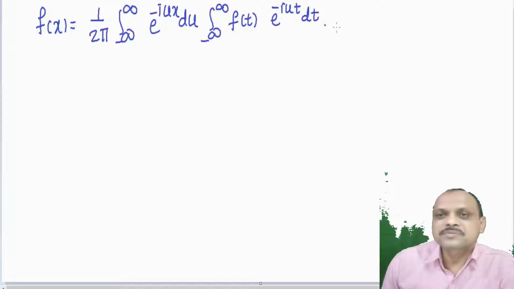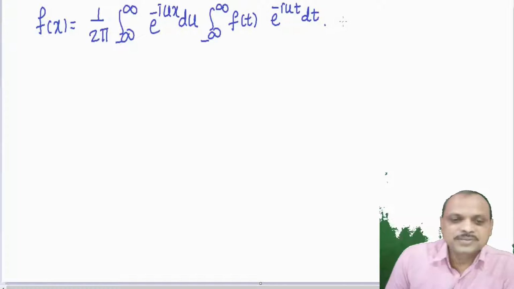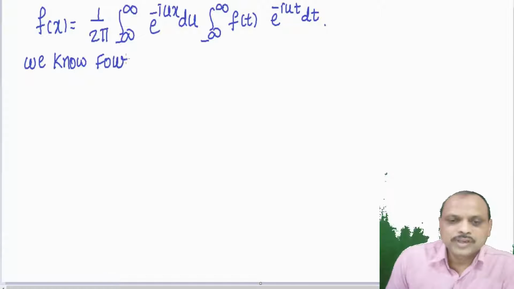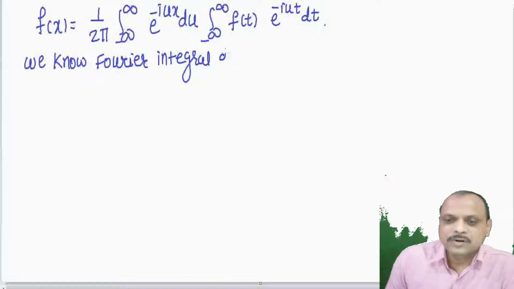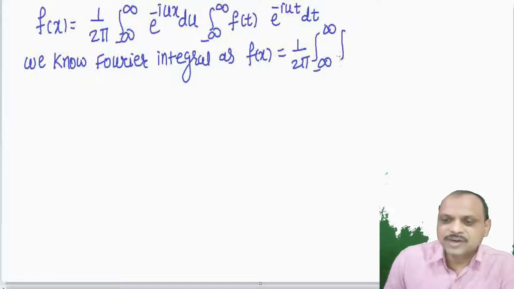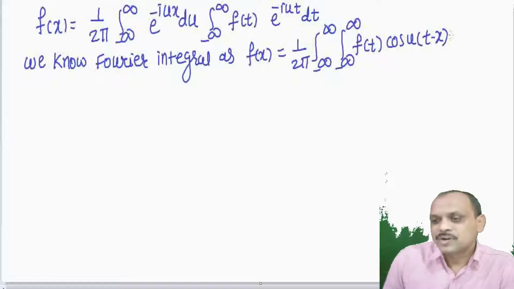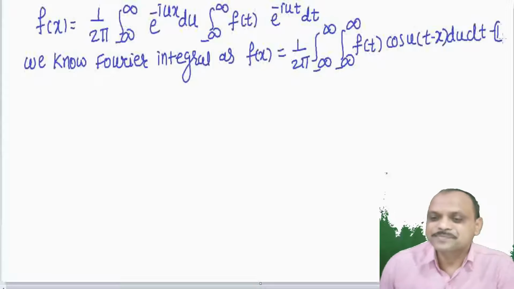Now we derive this Fourier complex integral by using the Fourier integral. So we know what the Fourier integral is. We know the Fourier integral as f of x equal to 1 divided by 2 pi, integration minus infinity to plus infinity, integration minus infinity to plus infinity f of t into cos of u into t minus x du into dt. This is equation number 1.